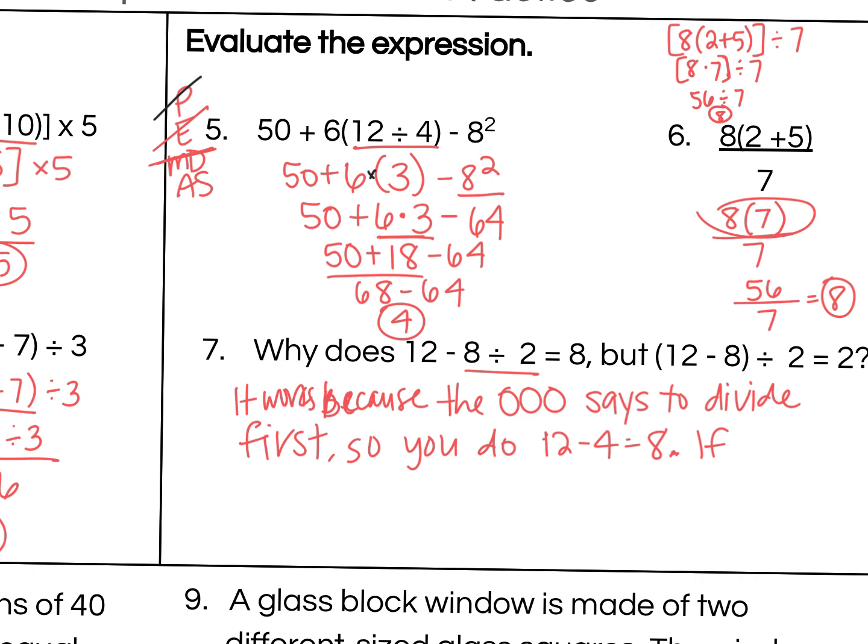So if I were grouping and trying to get 8 as my answer, I can't put parentheses around 12 minus 8 because I'm now saying which operation is being done first is no longer division. It's now subtraction, and I'm having to do the subtraction first. So I'm going to end up with 2 instead of 8, like I would in the other problem. Okay? So if I add parentheses, it changes what operation I do first.